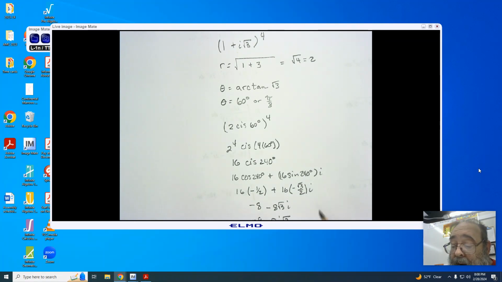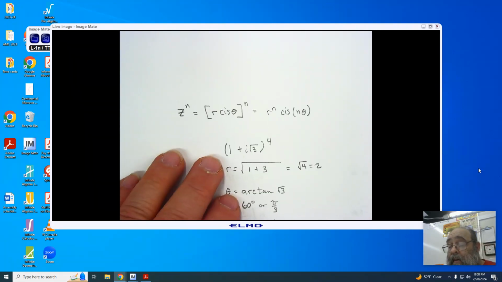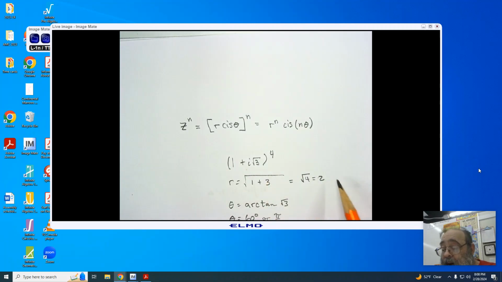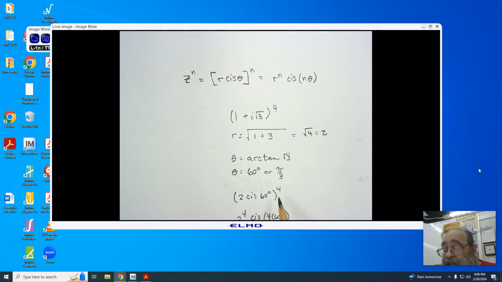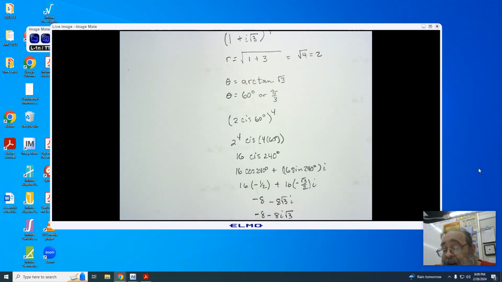So just be aware. Oftentimes we are given information, and we don't want to do it a long way. Instead, we quickly convert it into our cis form, and then we take the 4th power of the modulus, and we multiply our argument by the power. We then often will be asked to convert it back into rectangular form. However, if they don't, we can leave it in cis form.